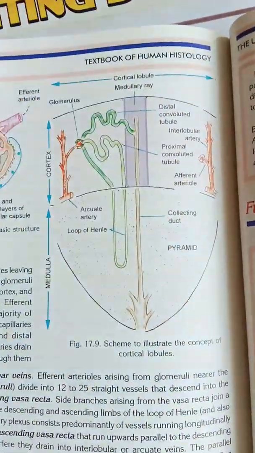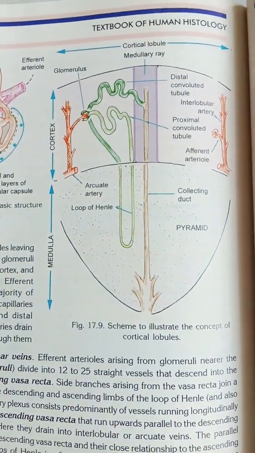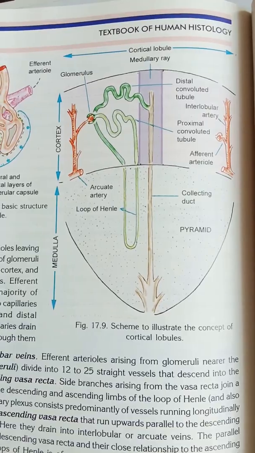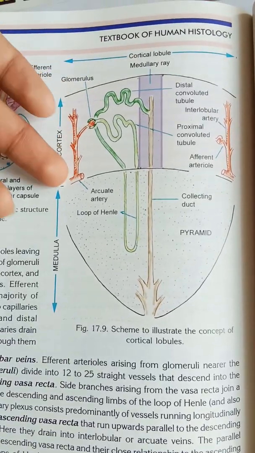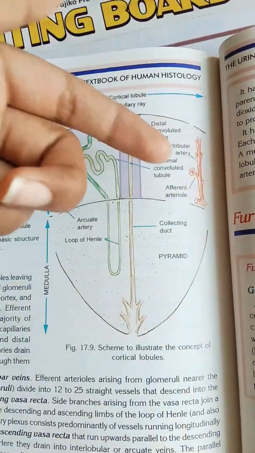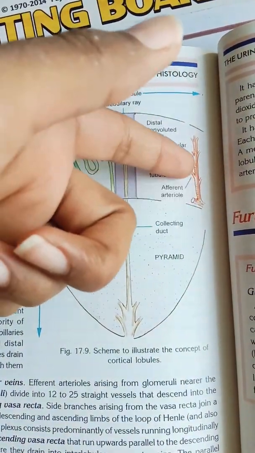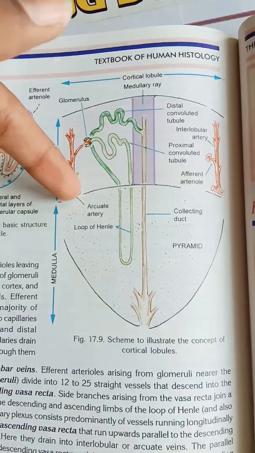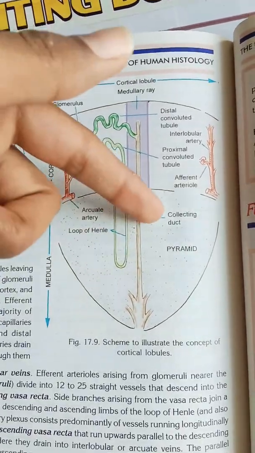So here you can check out the concept of cortical lobules. Cortical lobules, medullary rays, glomerulus, cortex, distal convoluted tubule, interlobular artery, proximal convoluted tubule, and this is the efferent arteriole. In the medulla, we have the arcuate artery, loop of Henle, collecting duct, and the pyramids.